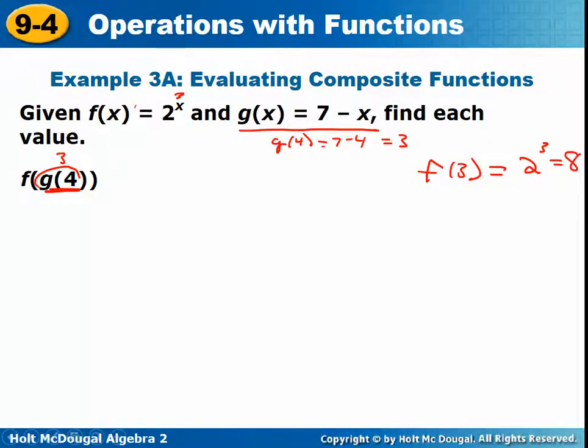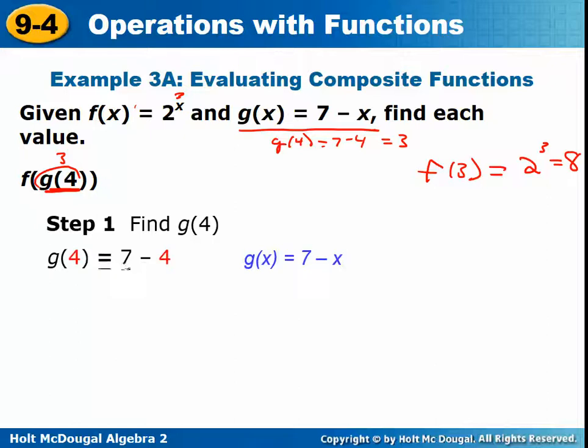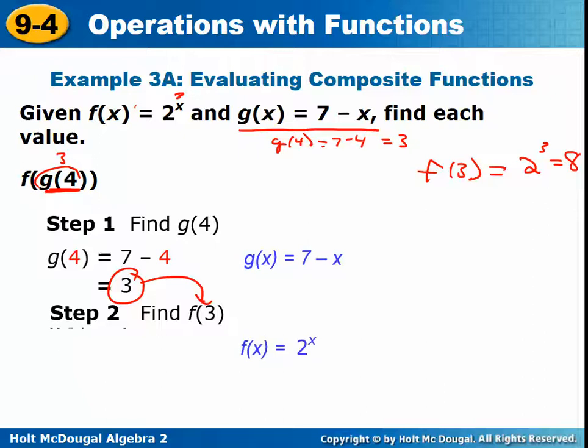Now let's watch that step by step. Our first step is to find g of 4. Plug 4 in, and you will get 7 minus 4 is 3. Step 2 is to take that value and plug it in instead of x in f of x. So f of 3 is equal to 2 to the third, which is equal to 8. That's your answer. You don't go any farther than that.